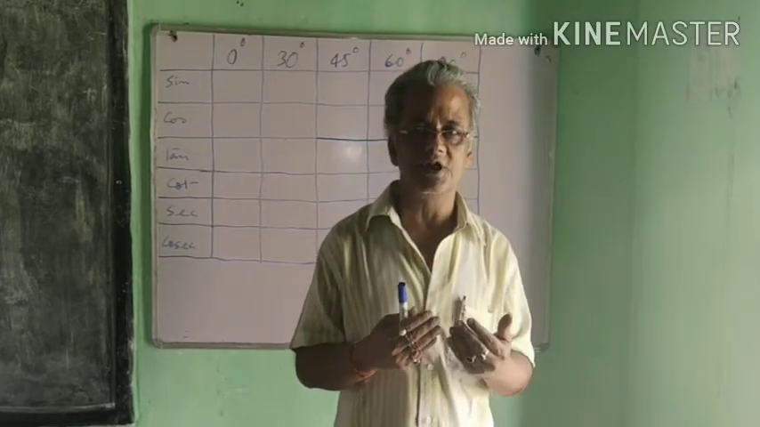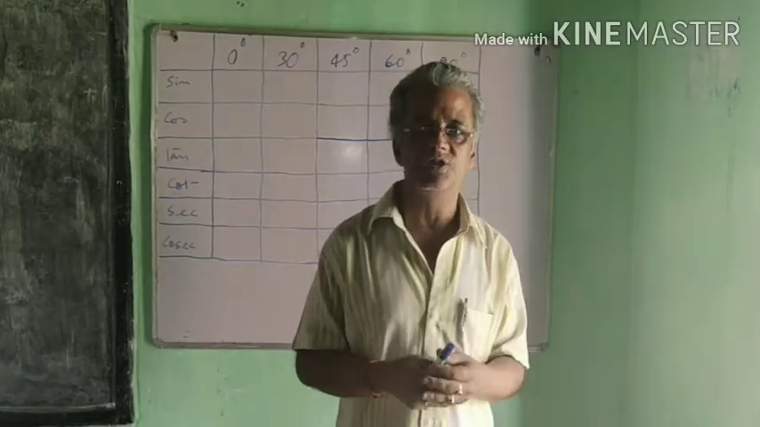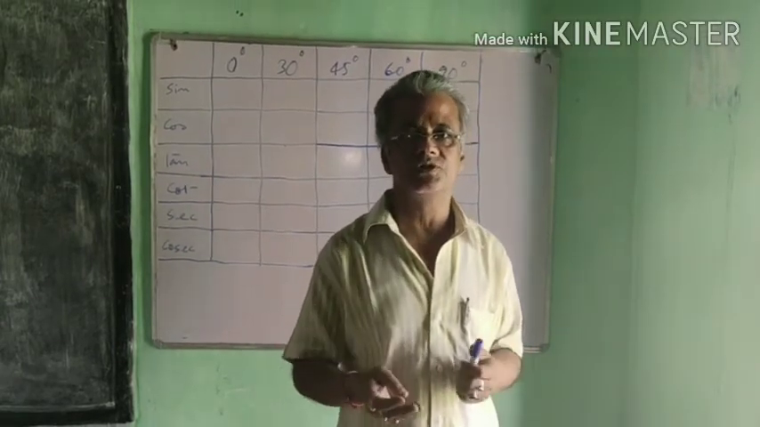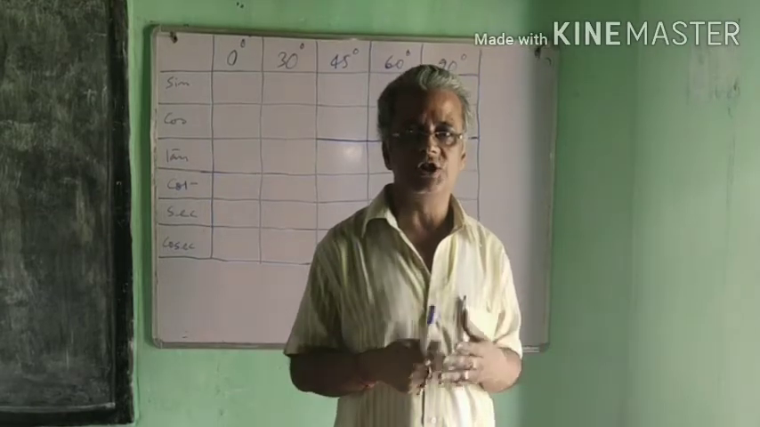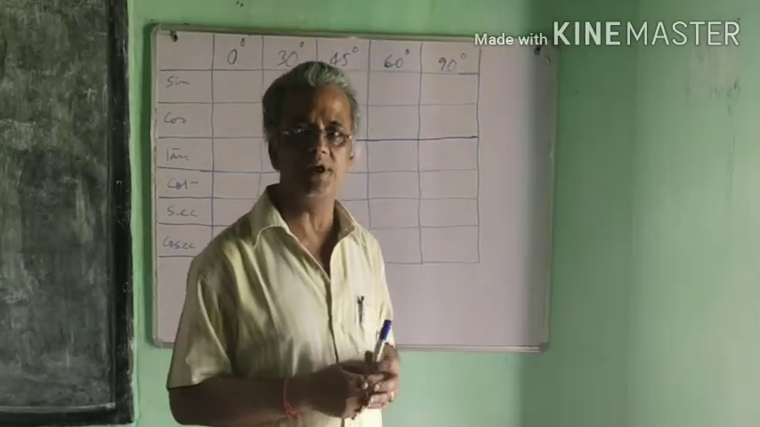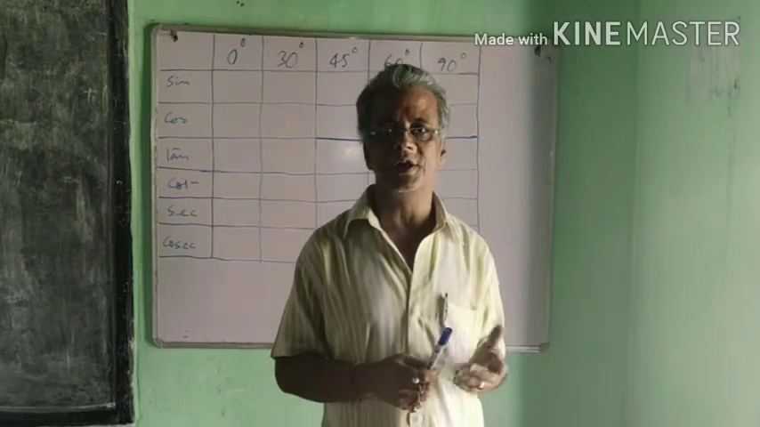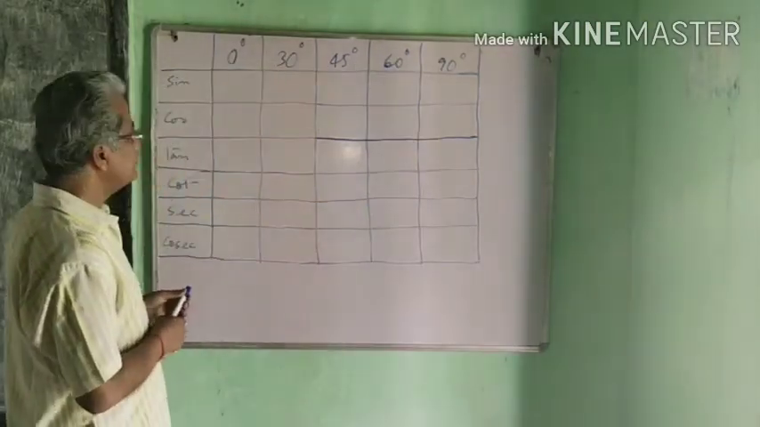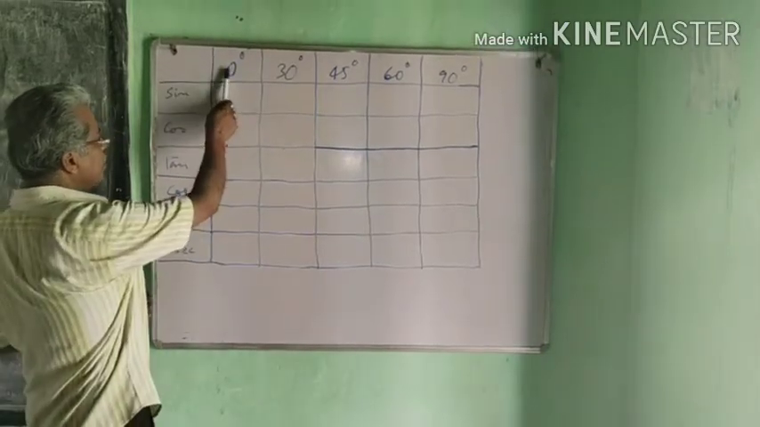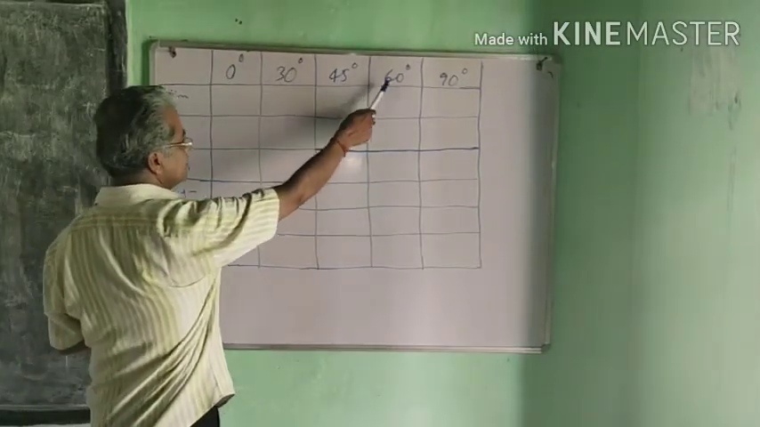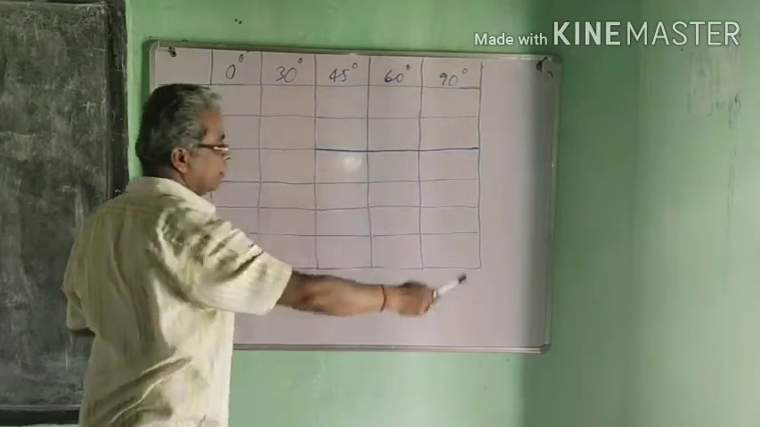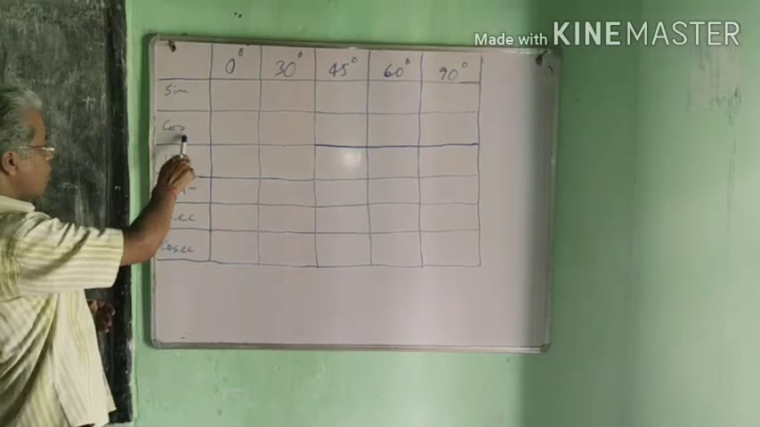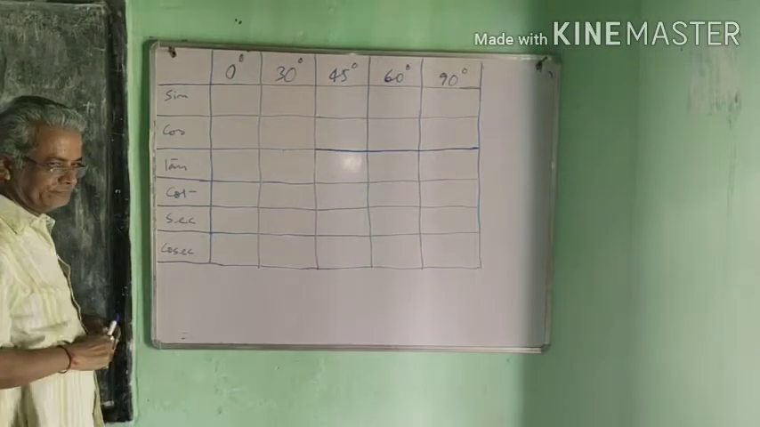In trigonometry, there are 5 standard angles, which are in your curriculum, in your course of studies. The 5 angles are 0 degree, 30 degree, 45 degree, 60 degree and 90 degree. So I have written here 0 degree, 30 degree, 45 degree, 60 degree, 90 degree. And I have written all the 6 ratios: sine, cos, tan, cot, sec, cosec.